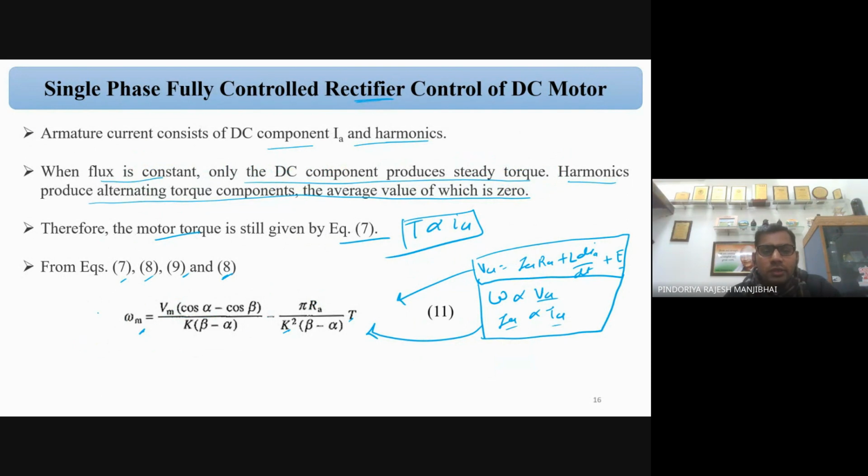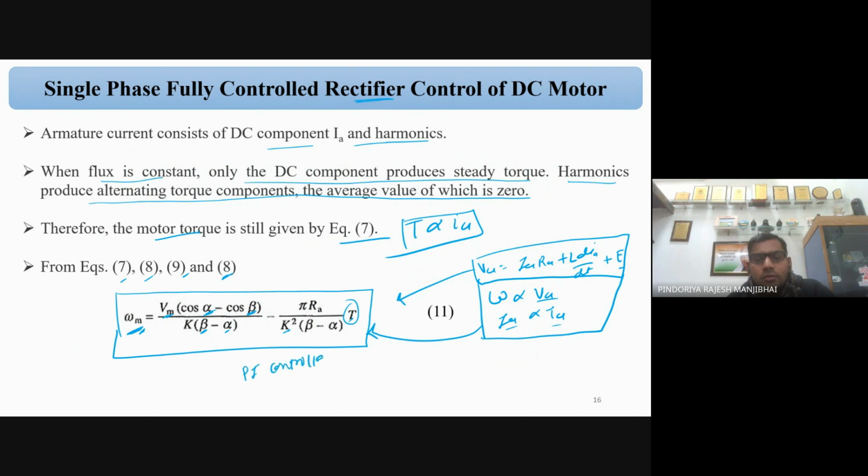Yes, we can find this equation, omega in terms of the supply voltage, the maximum voltage, beta and alpha, and the torque. Suppose you want to control the speed, then we have to control alpha and beta. How can we control alpha and beta? By controlling the firing angle. And how can we control the firing angle? By using the PI controller. Ultimately, we have to design the PI controller to control the firing angles alpha and beta.